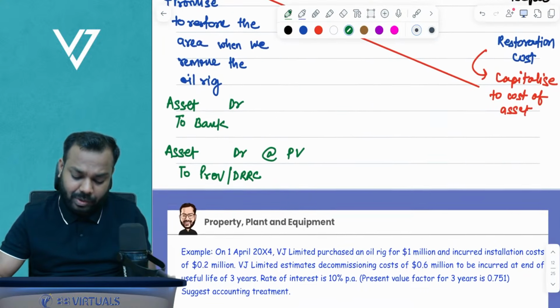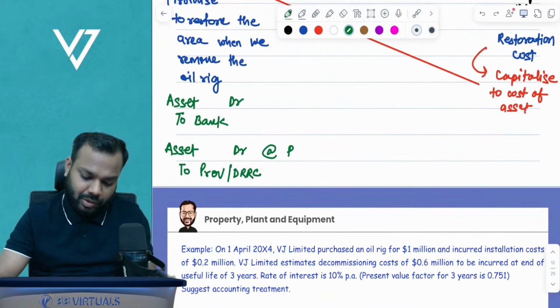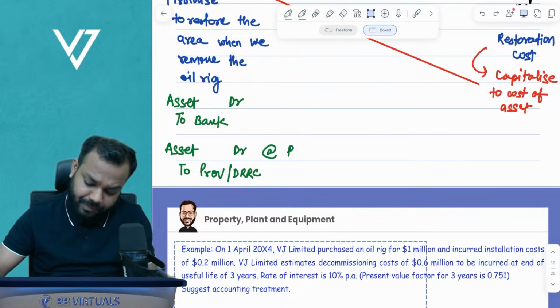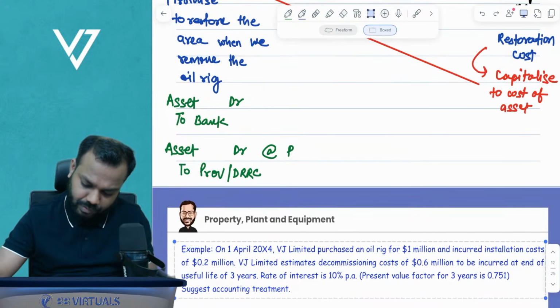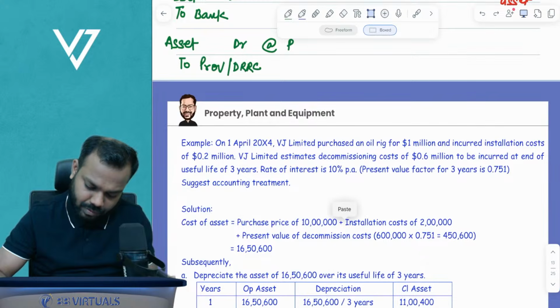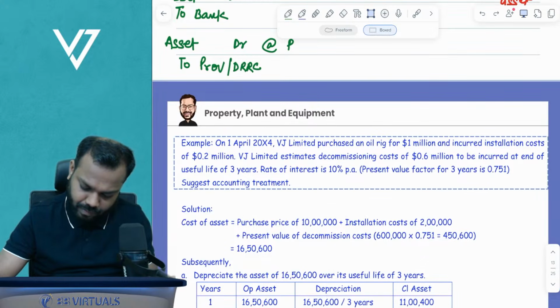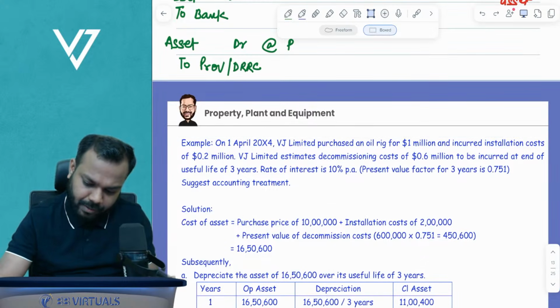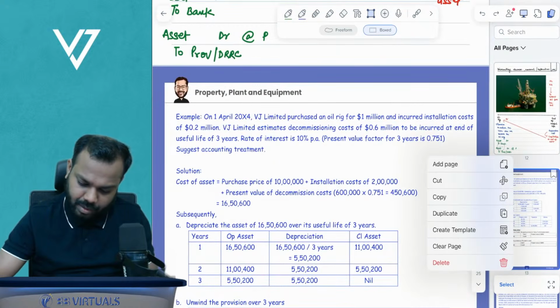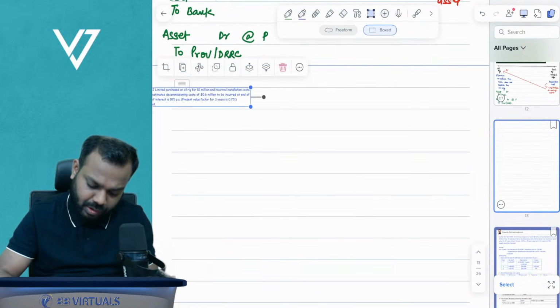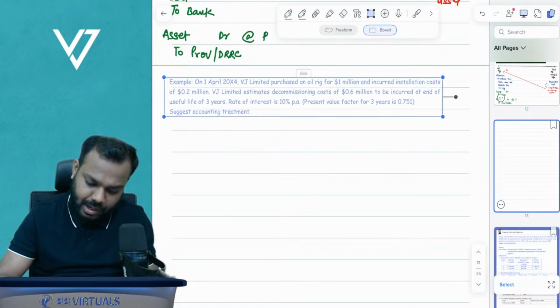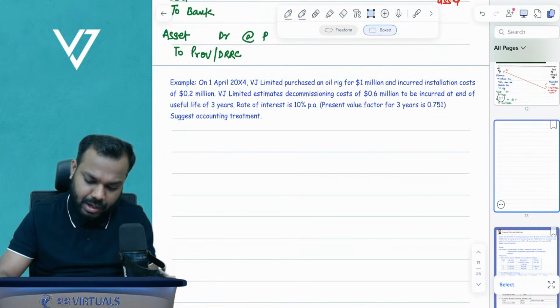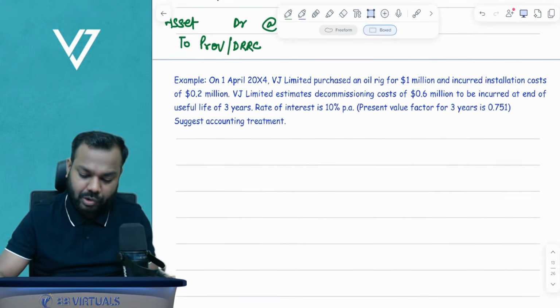Can you solve a question for me? Chalo, tell me. Will you solve it for me? This question. Copy, add page, paste. Chalo.